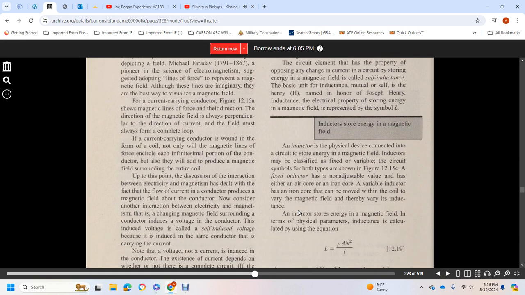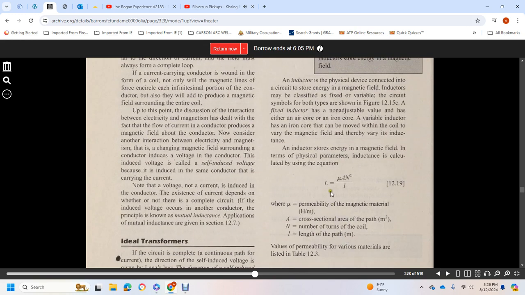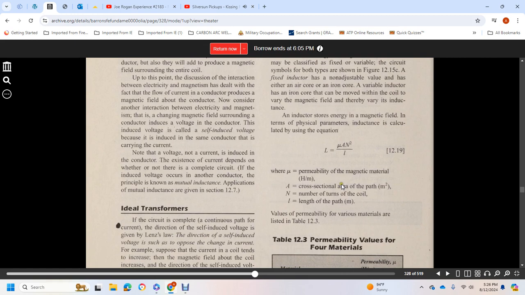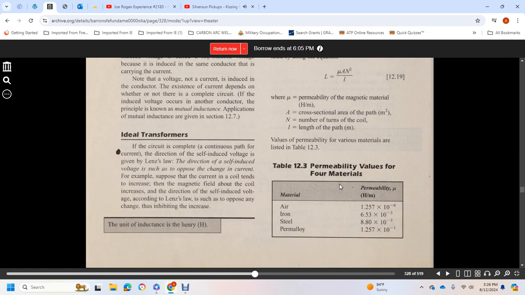Inductors store energy in the magnetic field. In terms of the physical parameters, inductance is calculated using the following equation. Inductance is equal to the permeability of the magnetic material times the cross-sectional area of the path in meters squared times the number of turns of the coil squared, over the length of the path. The permeability values of various materials are listed in table 12.3.